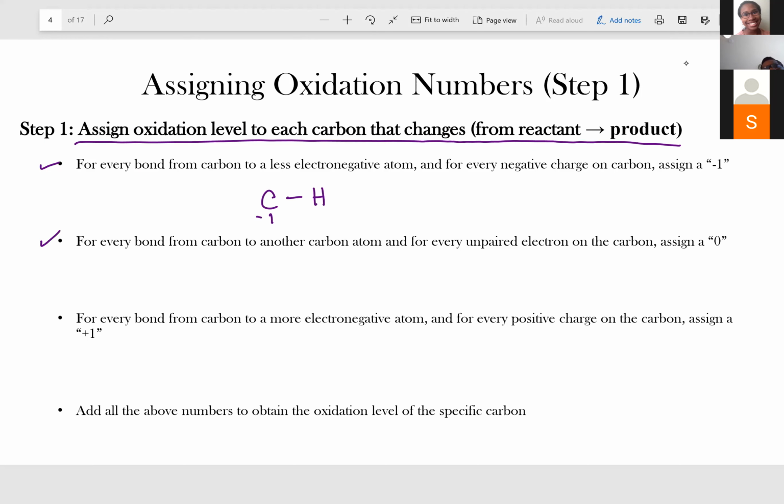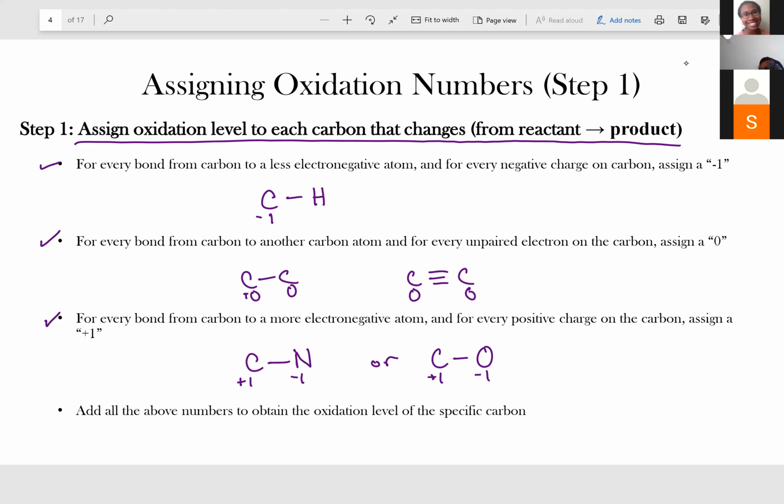So let's move on to the second criteria. For every bond from carbon to another carbon atom, and for every unpaired electron on the carbon, we're going to assign a 0. So if we had a carbon-carbon bond, both of these are going to be 0s. Even a carbon-carbon triple bond, we're still going to have a 0 on those carbons. Our next criteria is that for every bond from carbon to a more electronegative atom, and for every positive charge on the carbon, we're going to assign a +1 on that carbon. So if we had a carbon to a nitrogen, or a carbon to an oxygen, we give that carbon a +1, and then the nitrogen or the oxygen will get that -1.